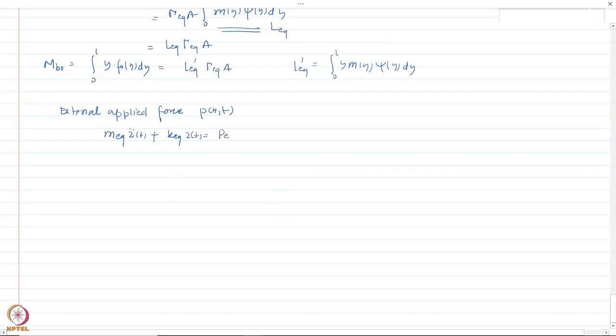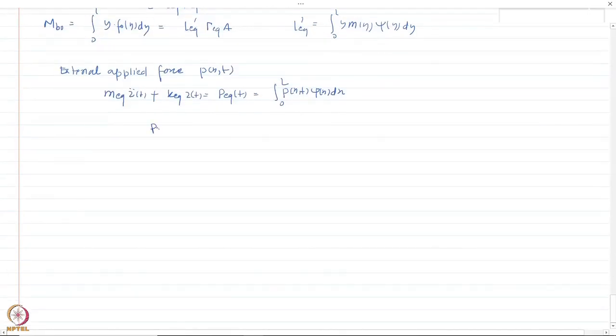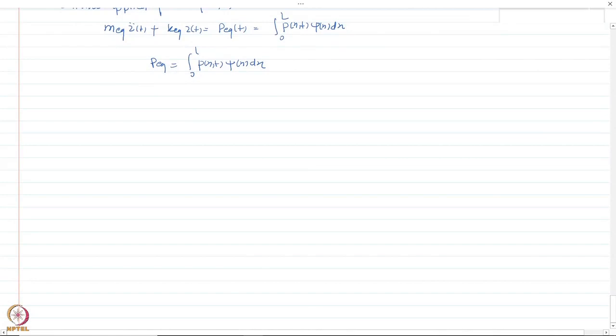only thing is that I would have a P equivalent(t) term, which is nothing but in this case p(x,t) times phi(x) times dx integrated over the whole length. Okay, and that you can find out. So in this case my P equivalent becomes whatever the force distribution that is given to you, multiplied with the shape function phi(x) and integrated over the whole length. All right, so instead of ground excitation, if you have a force acting throughout the length of the structural element, then we can utilize this expression to find out and then further solve the system.